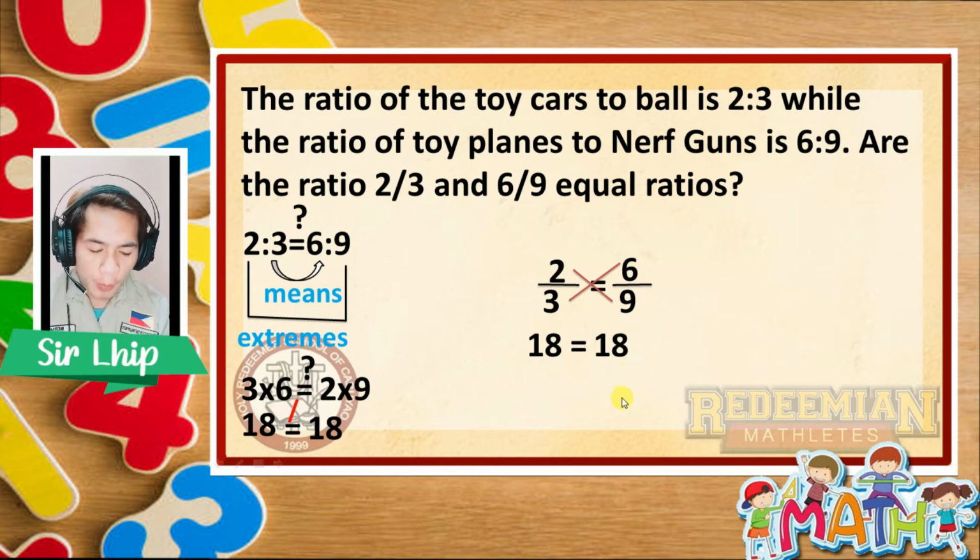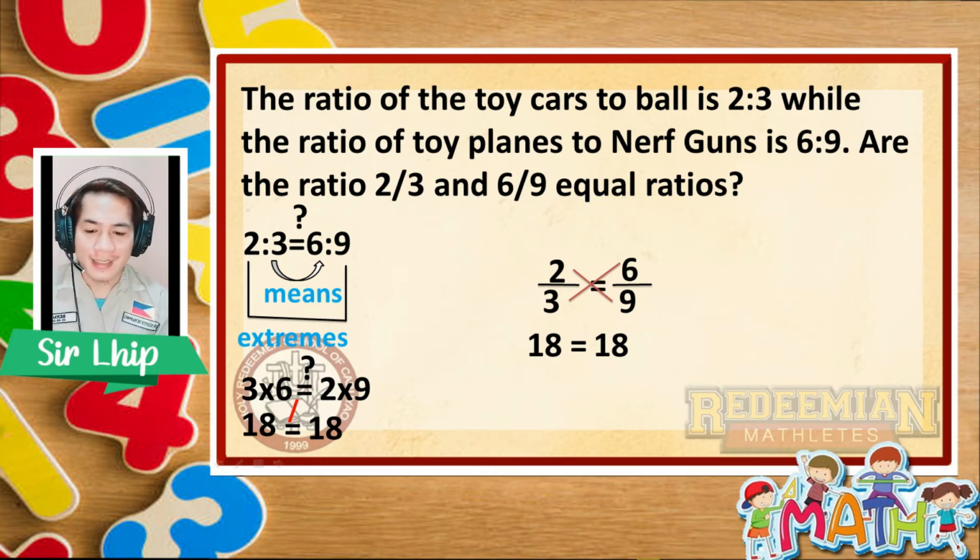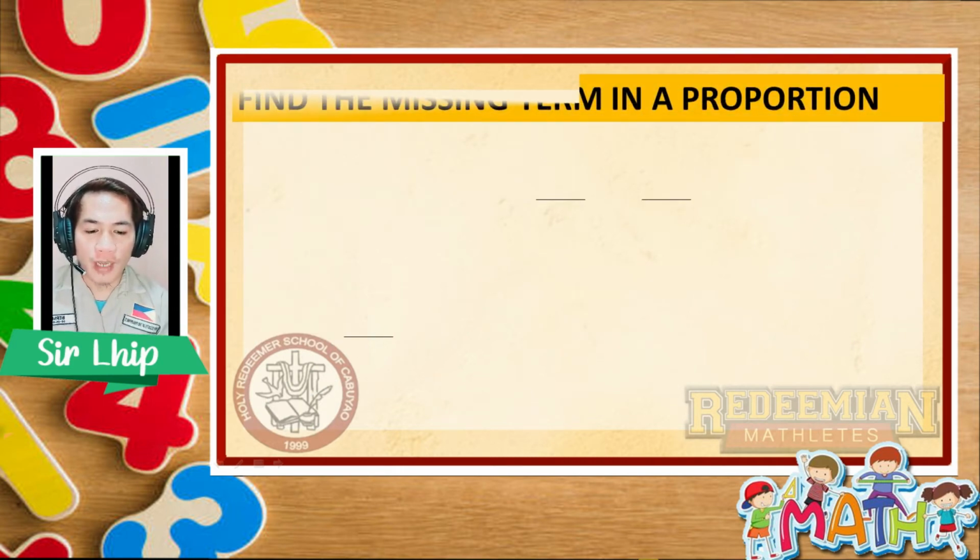The numbers in the proportion 2 is to 3 equals 6 is to 9, which are 2, 3, 6, 9, are called terms of the proportion. The second and the third terms, 3 and 6 respectively, are called the means, while the first and the fourth terms, 2 and 9, are called the extremes. If the products of the means and the extremes are equal, the two ratios form a proportion. Therefore, 2 is to 3 equals 6 is to 9 is a proportion. Next is to find the missing term or the value of n.